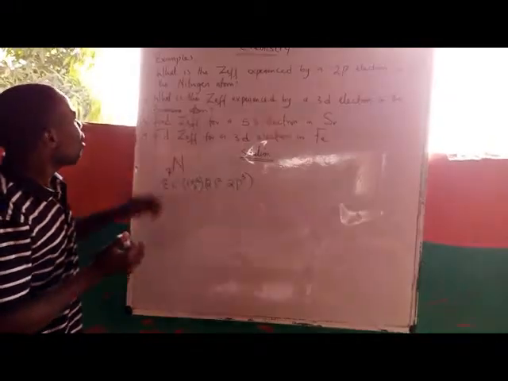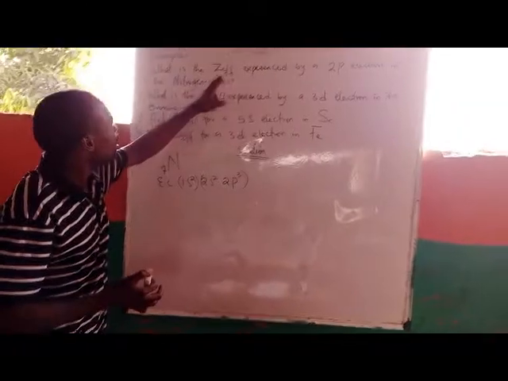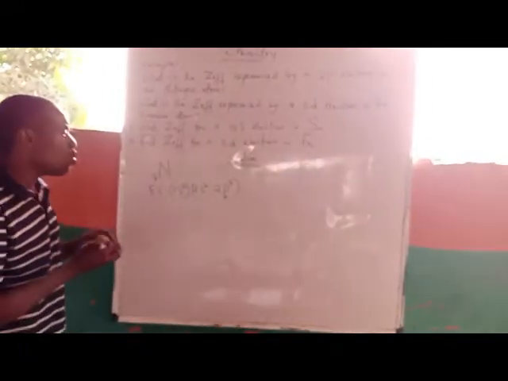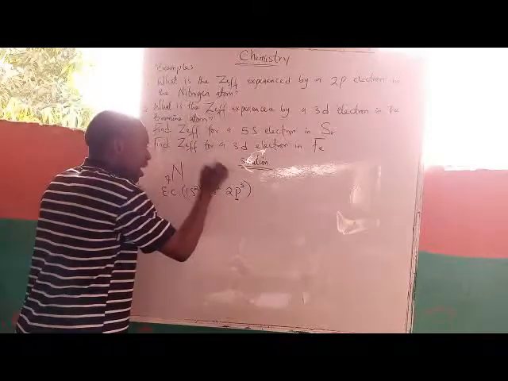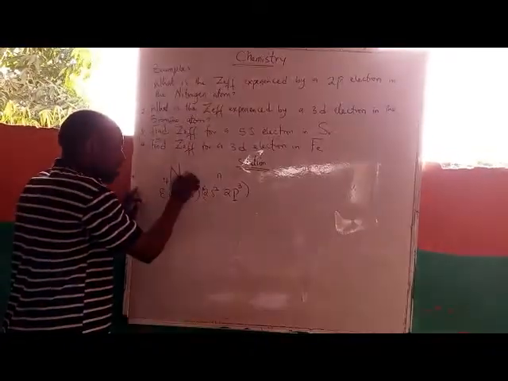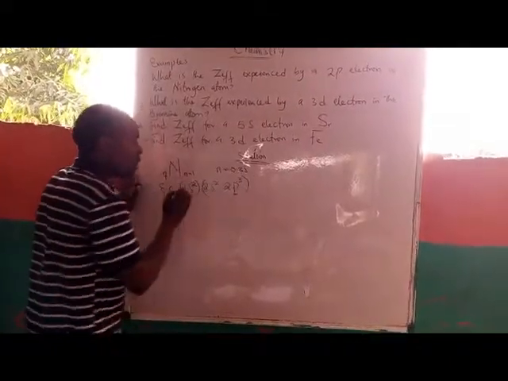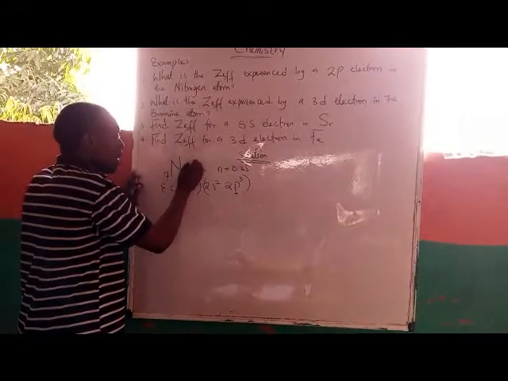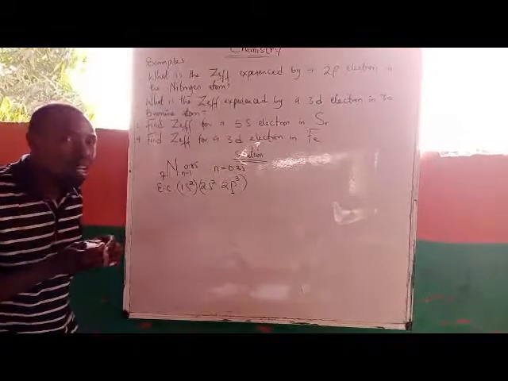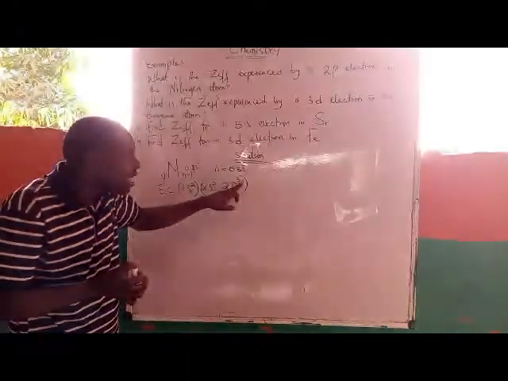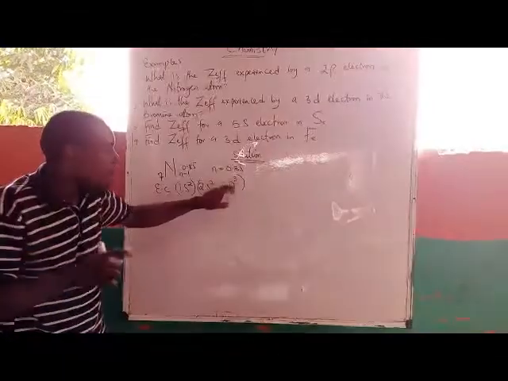Now, the question says, what is the effective nuclear charge experienced by a 2p electron? You are aware that here is my n, while here is my n minus 1. Then this place is going to be shielding 0.35, while here will be shielding 0.85. Because I am looking for a 2p electron, it means one electron will be removed from this 2p.